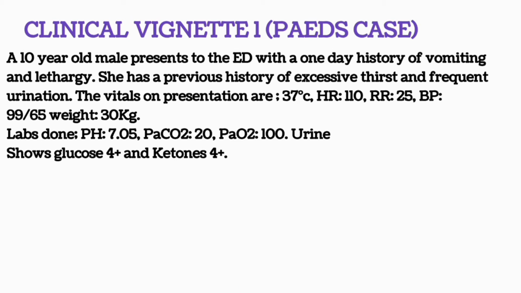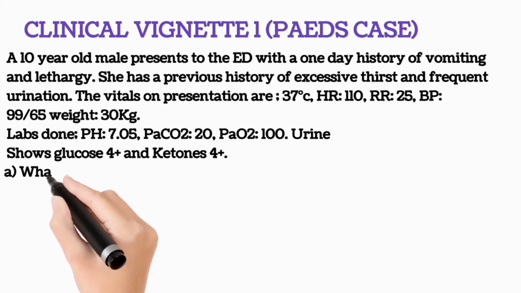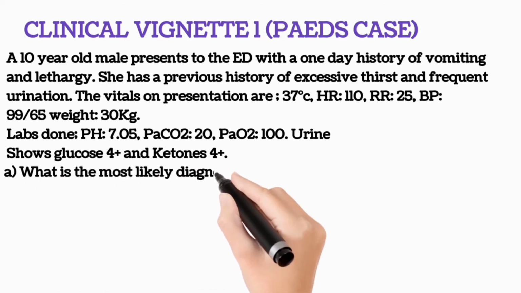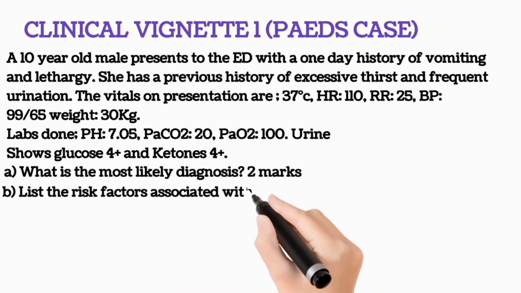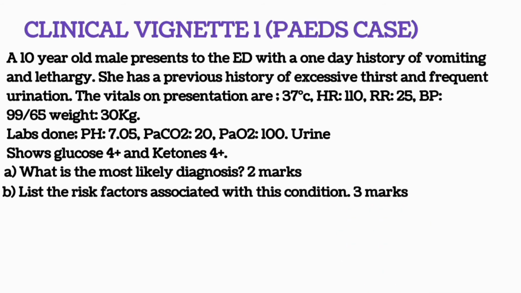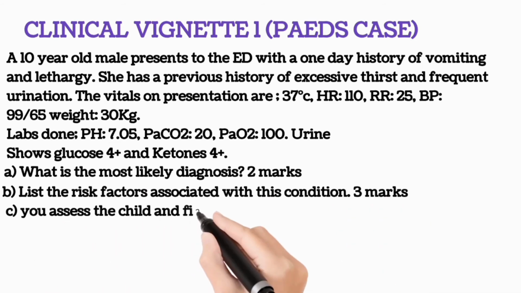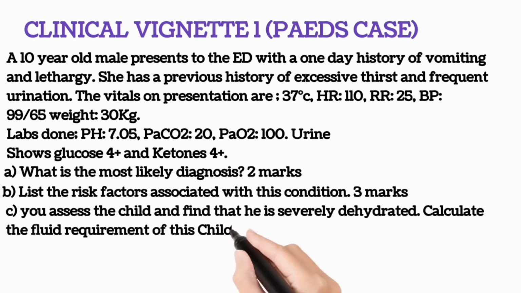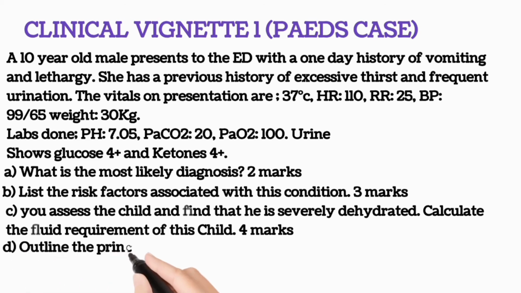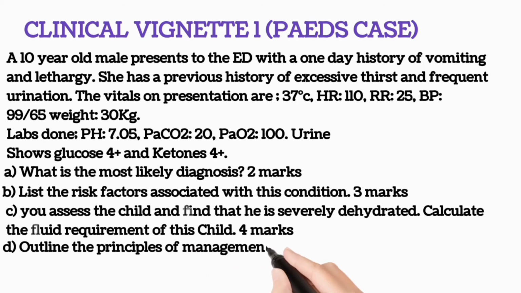Then you also have urine which showed glucose 4 plus and ketones 4 plus. So the first question is saying, what is the most likely diagnosis? B, the risk factors associated with this condition. Then C, you assess the child and find that he is severely dehydrated. Calculate the fluid requirement of this child for marks. Then D, outline the principles of management of this condition. Then lastly, give 2 complications of this condition.